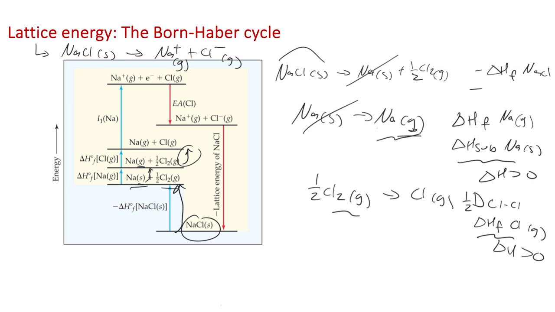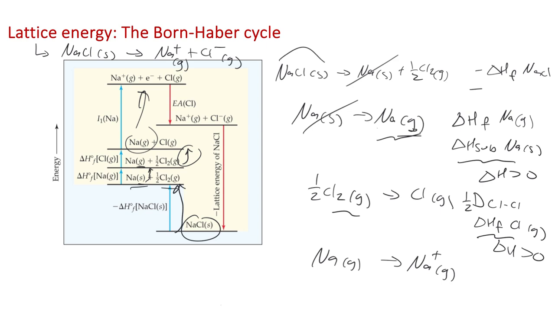So if we're taking sodium chloride from the compound to its elements, it requires energy to be absorbed. To go from sodium solid to gas requires more energy. To go from Cl2 to Cl requires more energy to be absorbed to break that bond. And then we need to start ionizing. So let's ionize sodium first, lose an electron off of sodium. So let's go from sodium gas to sodium plus, still as a gas.